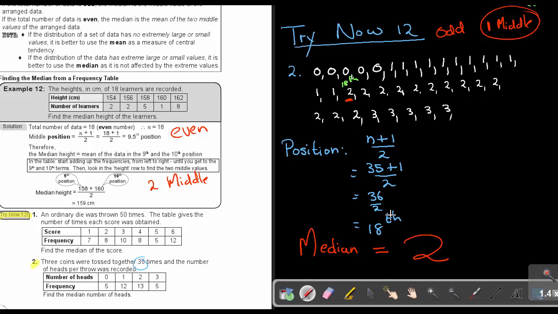Okay, this is just the position. This is just if you count, but you must find that number. And because it's an odd amount, that's why there's only one number in the middle.